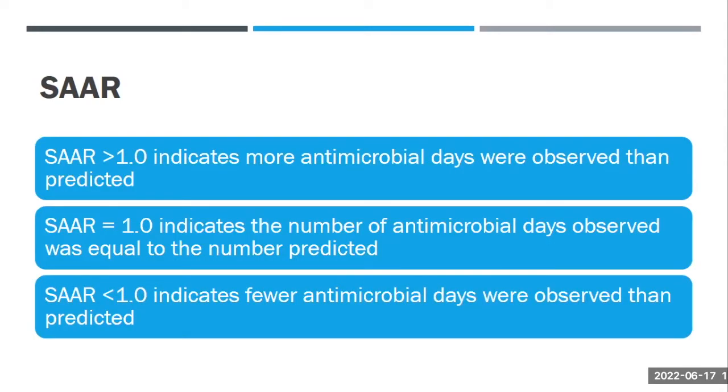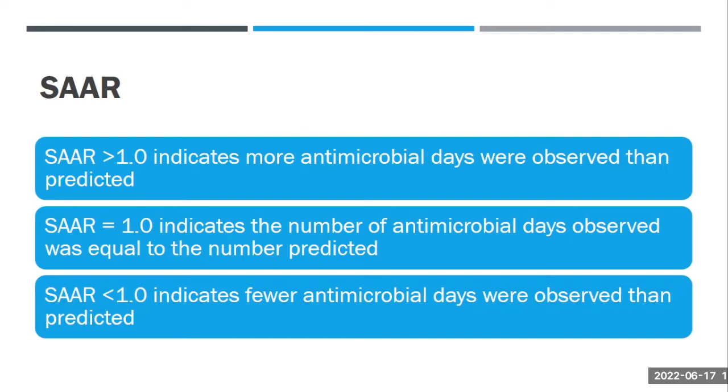And so what does this mean? So we get a ratio, right? And we want to know, what can we do with it? And so it's important to understand what this can tell you and what it can't tell you. Specifically with regards to the SAAR, you're looking at a ratio. And so a ratio of 1 exactly would mean that you're using the exact amount in actual use as would be predicted. And so that means that your days observed was equal to your number predicted.